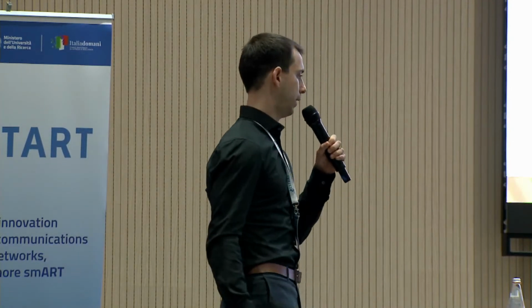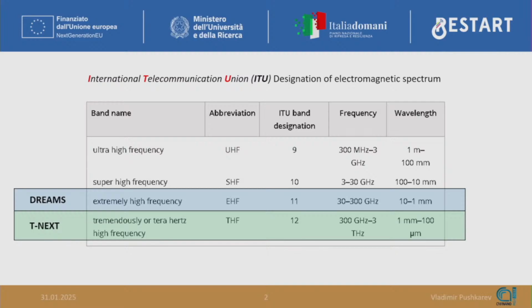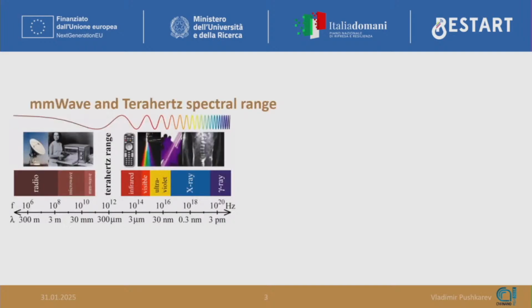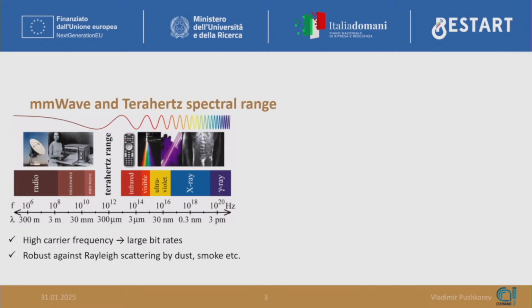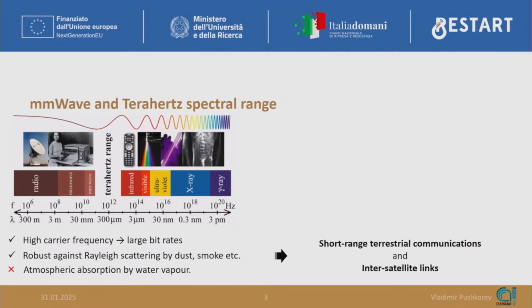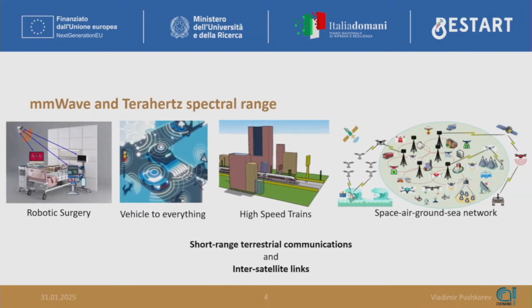In Spoke 3, our team is devoted to the DREAMS and TNEX projects, which deal with micro and terahertz waves. Regarding terahertz waves, with respect to telecommunication they are characterized by a high carrier frequency. They are also inherently robust against Rayleigh scattering. However, they are prone to atmospheric absorption, and thus this radiation may be of interest for short-range terrestrial communication and inter-satellite links.